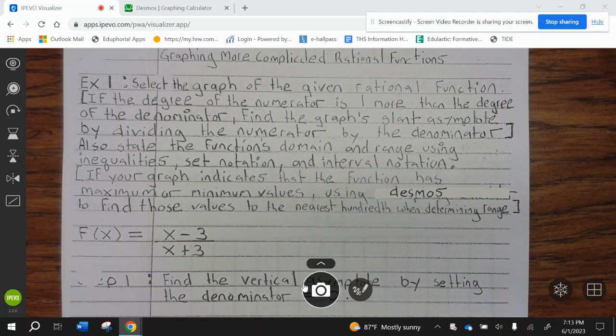Example 1. Select the graph of the given rational function. If the degree of the numerator is 1 more than the degree of the denominator, find the graph's slant asymptote by dividing the numerator by the denominator. Also state the function's domain and range using inequality, set notation, and interval notation. If your graph indicates that the function has a maximum or minimum value, use Desmos to find the values to the nearest hundredth when determining range.